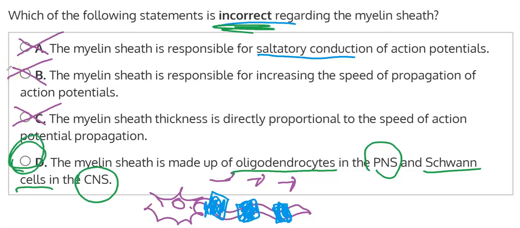So make sure if you're using this slide to study that you write this down in your notes the opposite way. Remember that oligodendrocytes are related to your central nervous system and that your Schwann cells are related to the peripheral nervous system. That leaves us with option D, because the question is asking which is incorrect.